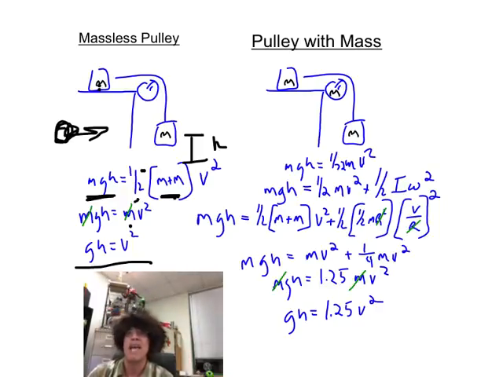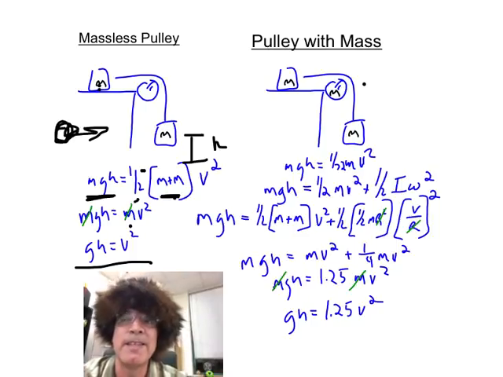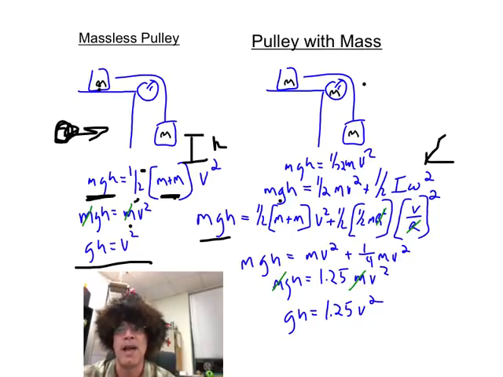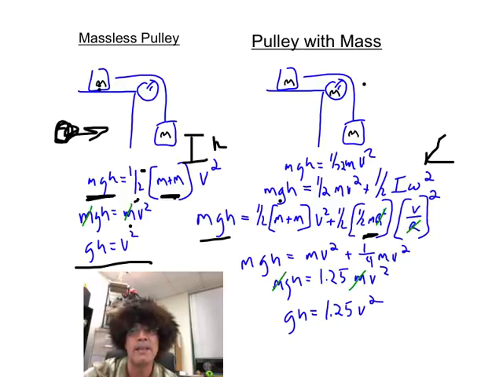Nice and easy. If I put in a pulley with mass, I'm going to give it the same mass as the other two masses, so they're all m's. Nothing changes in my first two equations. I'm going to get mgh and then a half and 2m there. But I'm also going to add 1/2 I omega squared. I know what I is for a pulley. It's 1/2 mr squared, and omega is v over r. So I can cancel out my two r's.